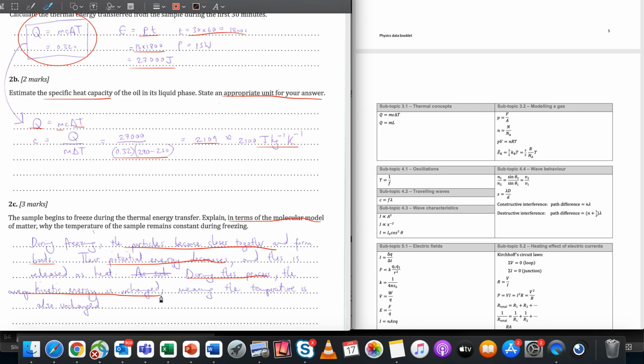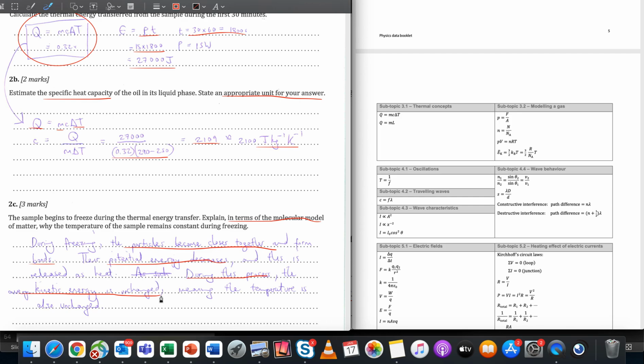Now remember, we measure temperature as essentially a measure of the average kinetic energy of the particles. So if you want to explain why temperature is constant, that must mean the kinetic energy is constant, and so therefore the temperature must be unchanged during freezing. And that's really the key point here.